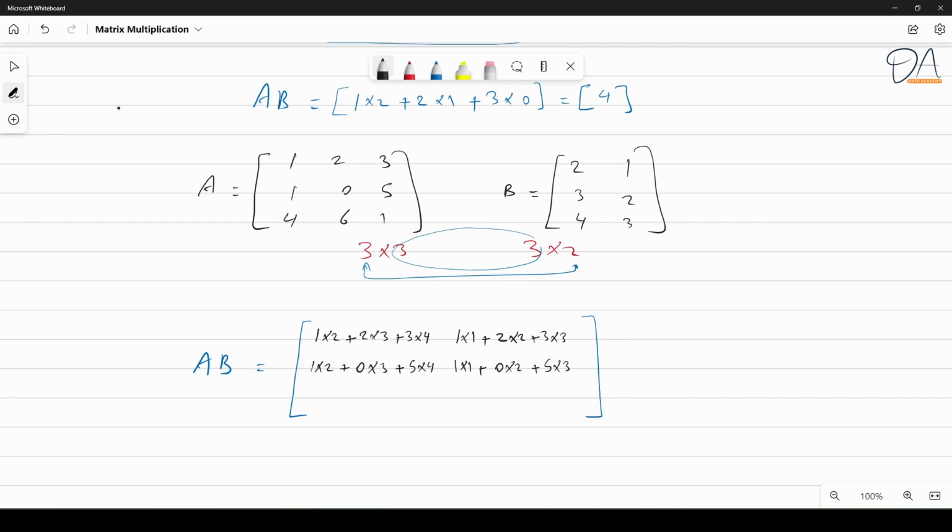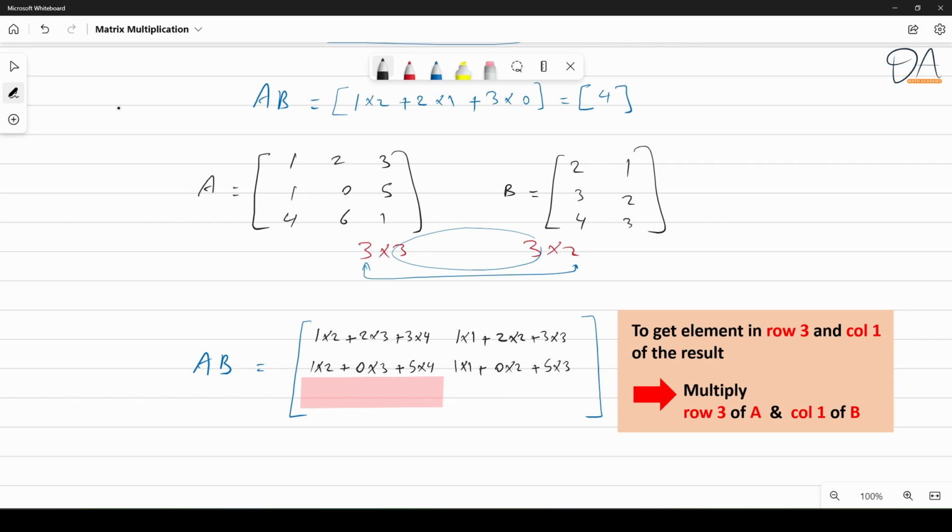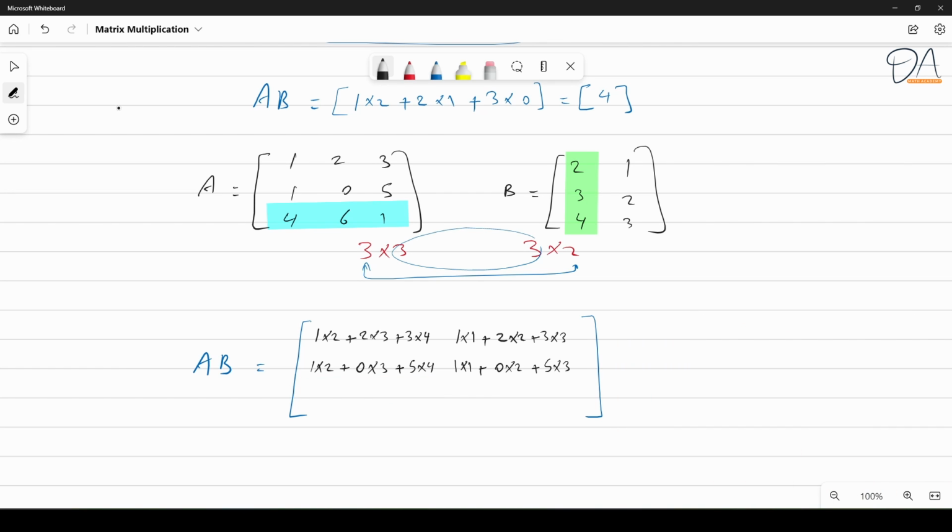To get the element in the third row, we'll be using the third row in A. And since this element here is on the third row and first column, I'll multiply the third row of A times the first column of B. Again, element by element, and we add: 4 times 2, plus second element times second element, 6 times 3, plus third element times third element, 1 times 4.